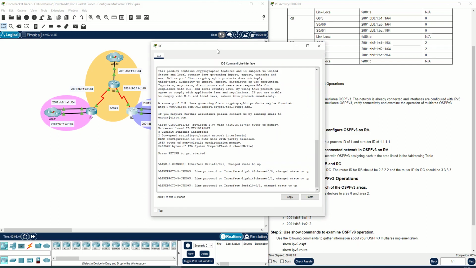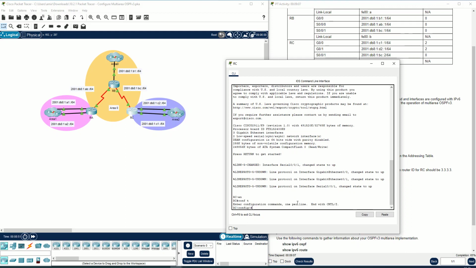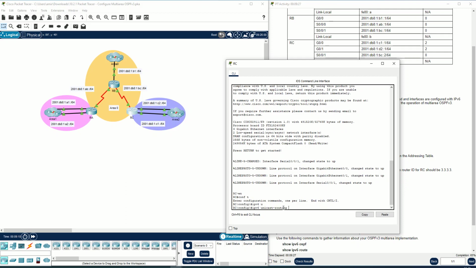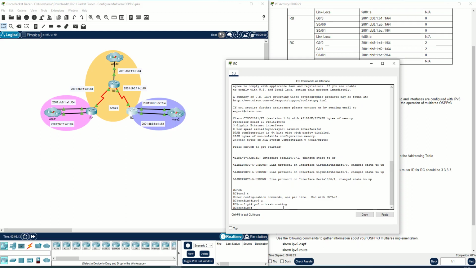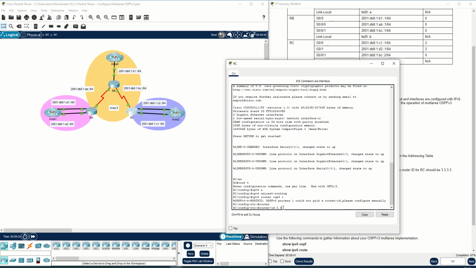And what about RC? RC is an ABR also. It means it has some interfaces in 2 or more areas. First we should activate IPv6 unicast, and IPv6 router OSPF process ID is 1 and router ID should be 3.3.3.3.